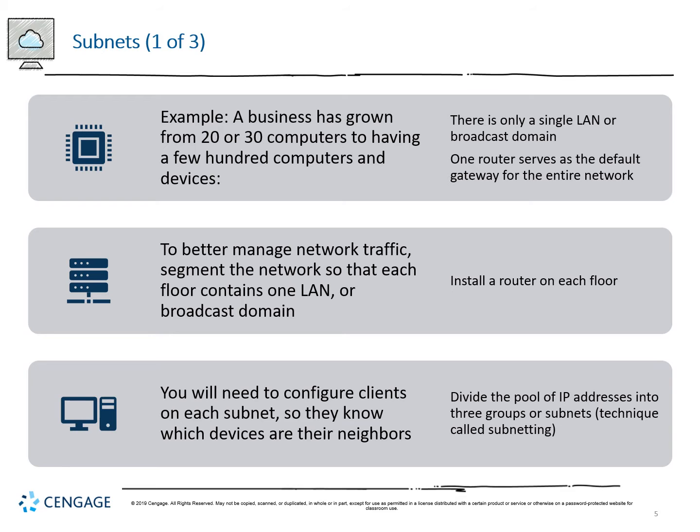Now, to better manage our network traffic, let's go ahead and segment the network so that each floor contains one LAN or broadcast domain. In order to do that, we're going to install a router on each floor and then configure the clients on each subnet so that they know which devices are their neighbors. Now, neighbors is predominantly a term that we use on IPv6, usually when we're talking about what's called link local nodes. But it is not a bad idea to express the idea of who belongs on a subnet with others of the same group in IPv4. So in this case, we're going to break it into three floors, so three groups or subnets.